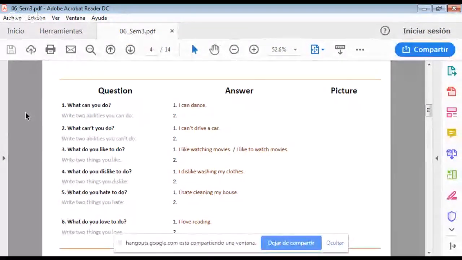La primera pregunta es, what can you do? Una posible respuesta es I can dance.